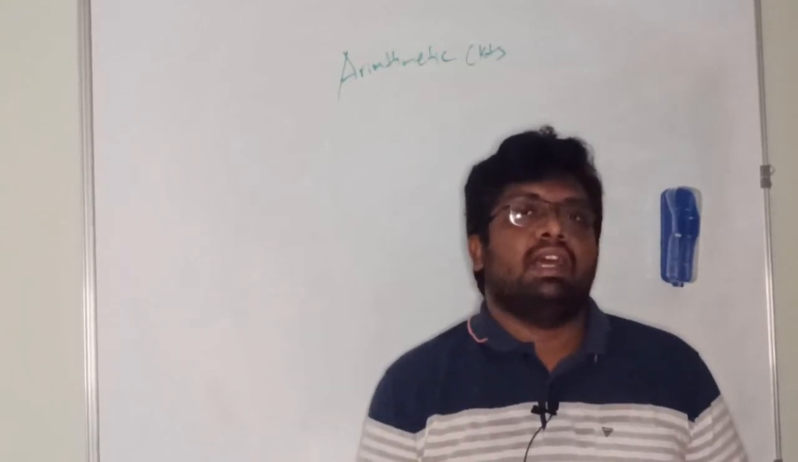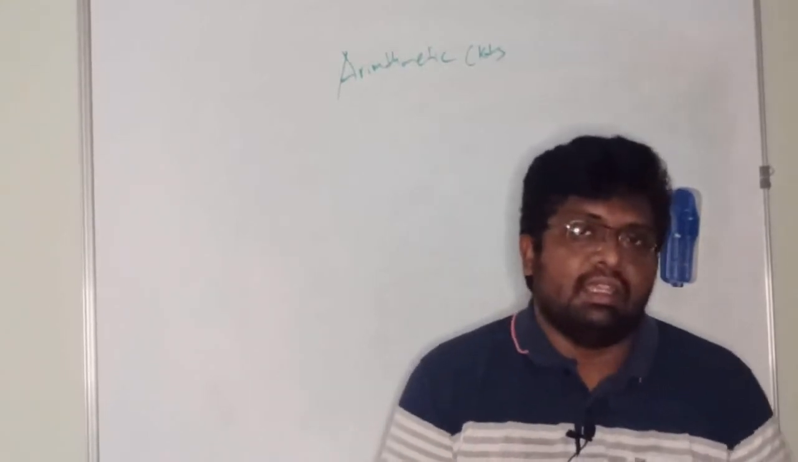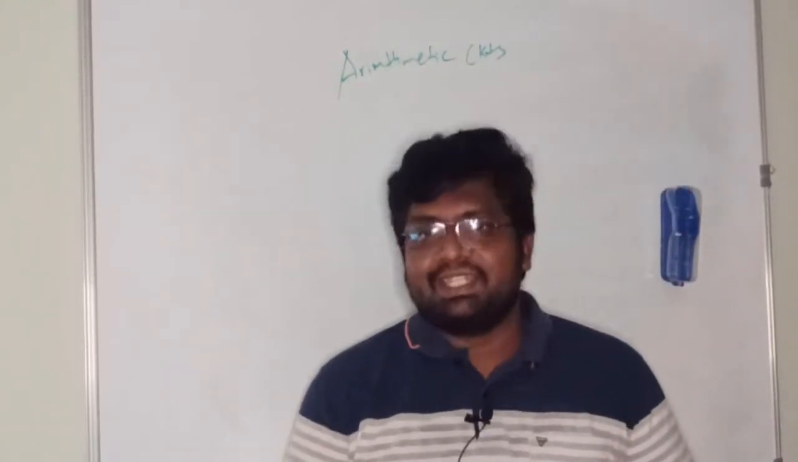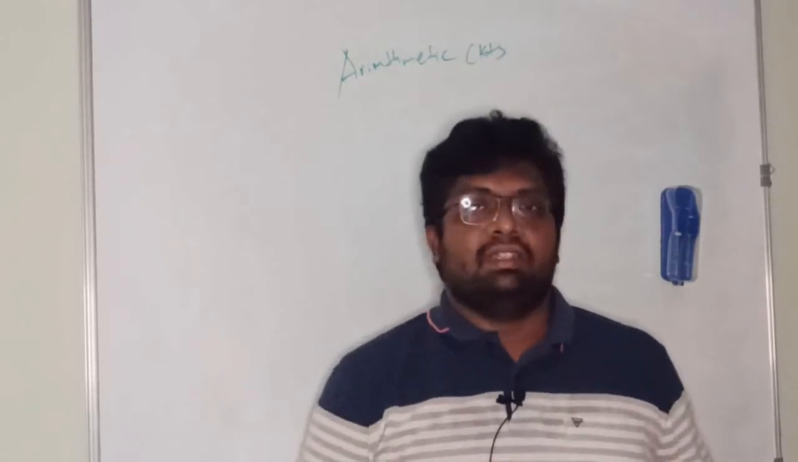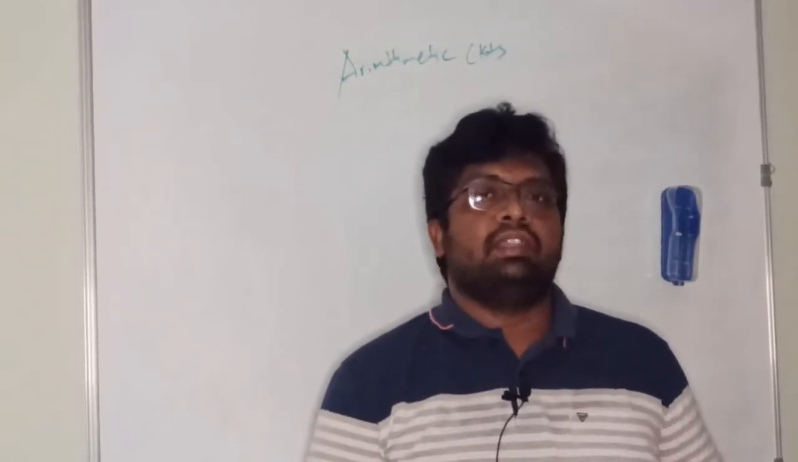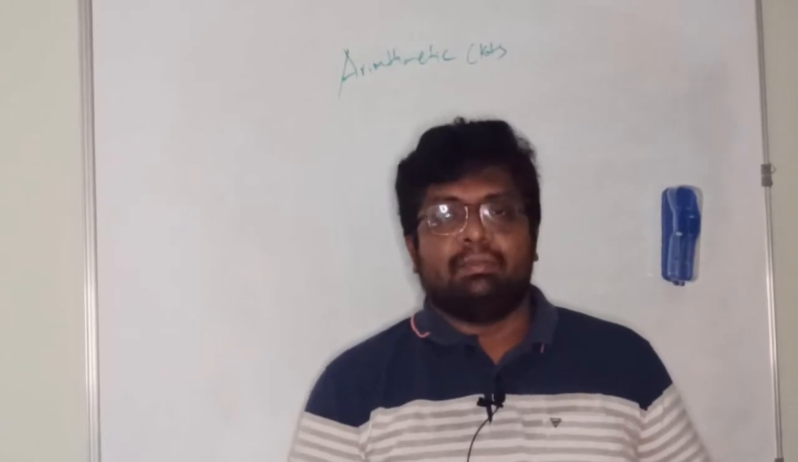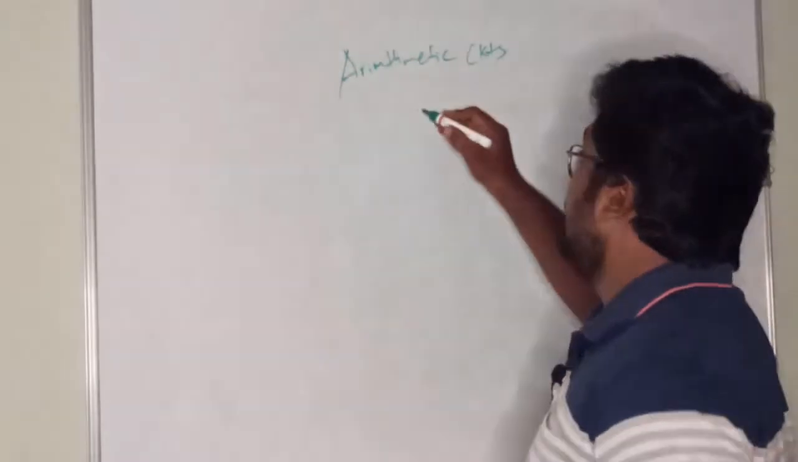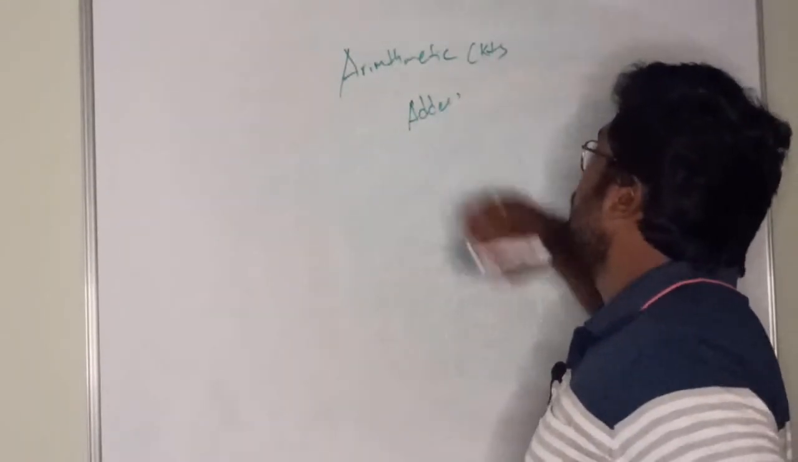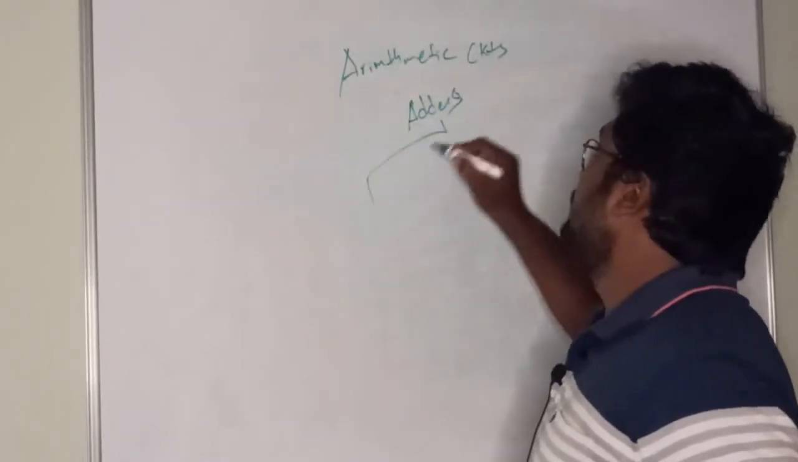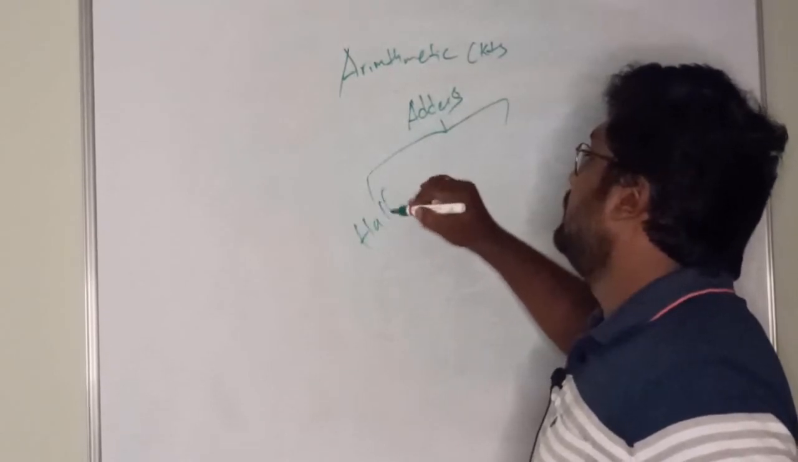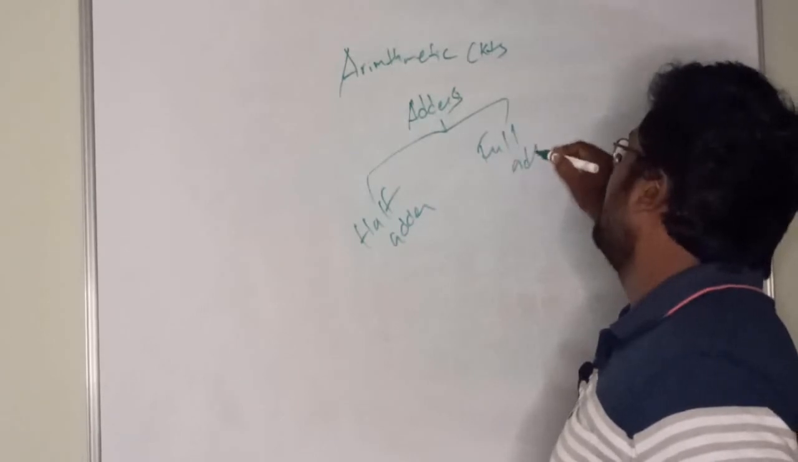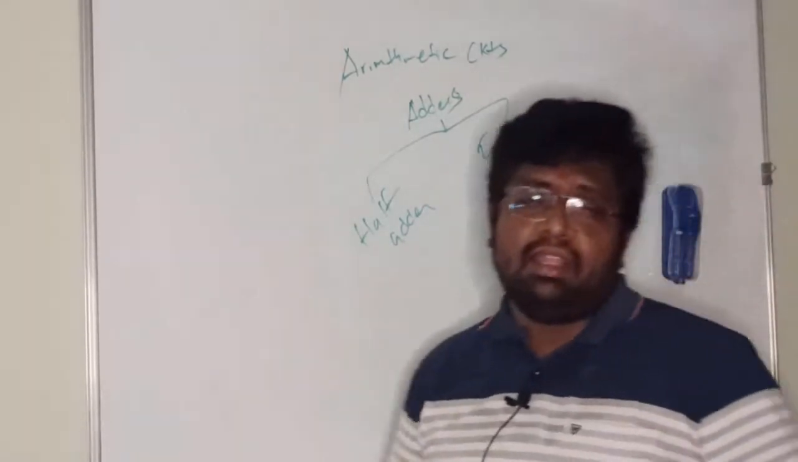So first of all, what is an arithmetic circuit? Generally, arithmetic means it performs addition, subtraction, multiplication and division operations, right? So we are going to learn about the adders and the subtractors in detail under arithmetic circuits. First let us see the adders. Under adders we are going to learn about the half adder and the full adder.